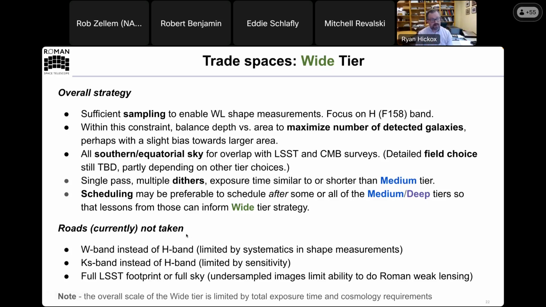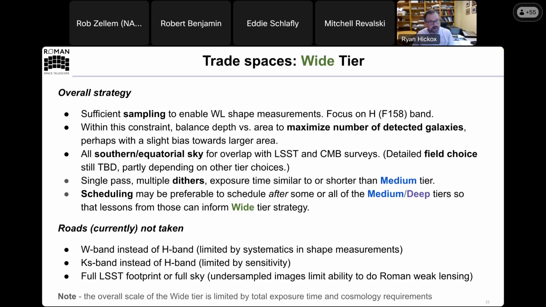So in terms of things that we're currently not thinking about with these, there are a lot of surveys that suggested using the W band, the very wide passband, for this survey, just because it maximizes the number of photons that you get in a given exposure time. And there's some really cool science that you can do with that, but the committee felt that it was very clear that we would be limited by systematics in the shape measurements the wider your bands get. And so we're not pursuing that at the moment.